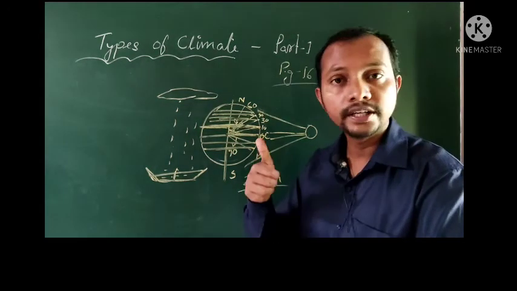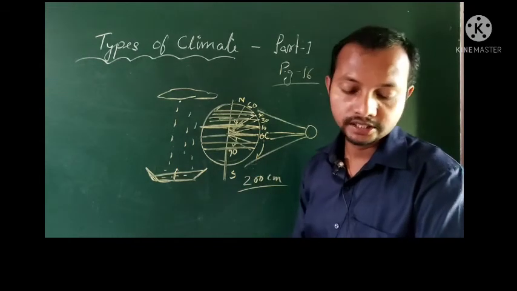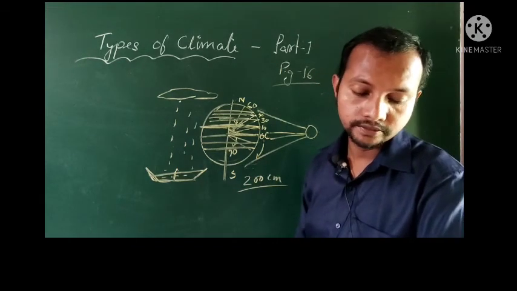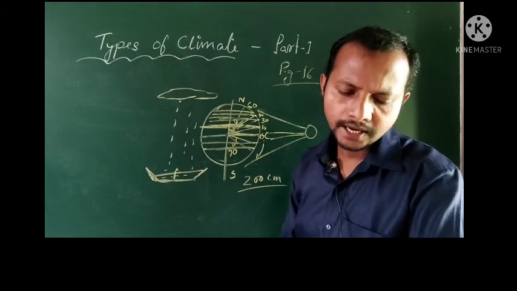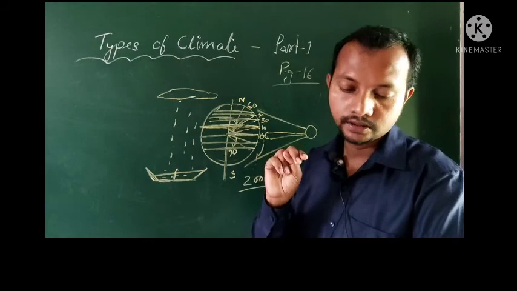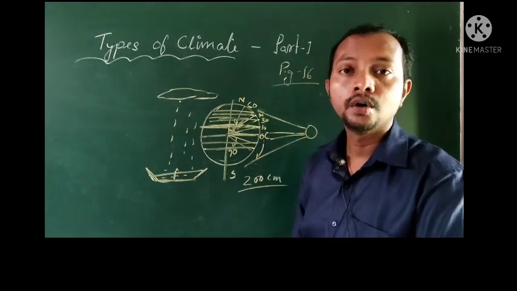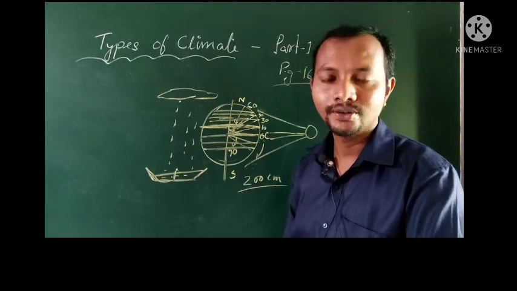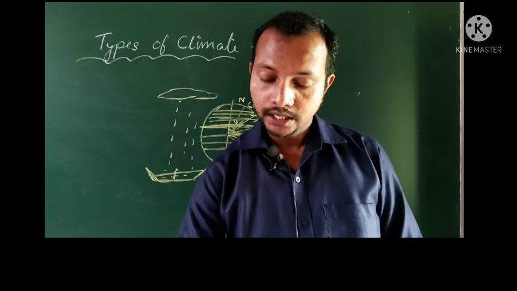First of all it is very hot, and because of that the convectional rainfalls happen. So on average it receives up to 200 centimeter, and it has two characteristics: more temperature, and also more rainfall. Dear friends, so this is all about the equatorial climate.